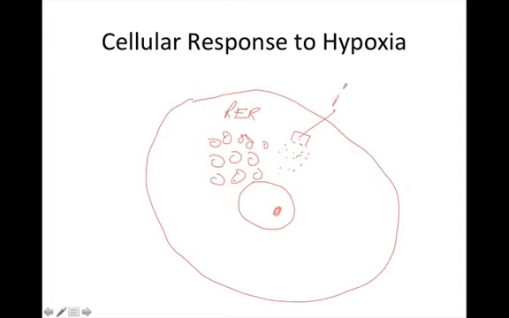Okay, so those are supposed to be ribosomes. So it's going to cause the ribosomes to detach. It's also going to affect the mitochondria. So let's say here's a normal looking mitochondria. The mitochondria is going to swell as well.